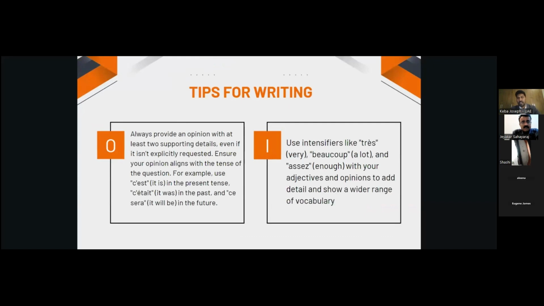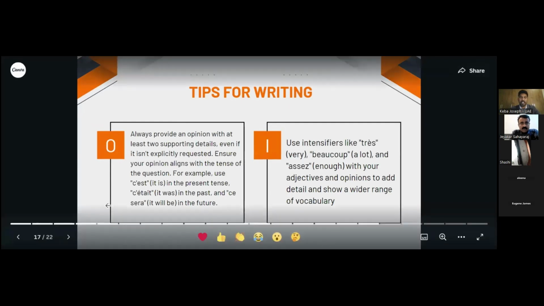Next, opinions. When they write about the reasons, we should always train our students to give opinions as well. Opinions should always align with the tense of the question. Sometimes students are not sure how to give a response. The question may be asked in the perfect tense, imparfait or future simple, and they tend to respond in different tenses. So students need to know how to align with the tense when they give their responses.